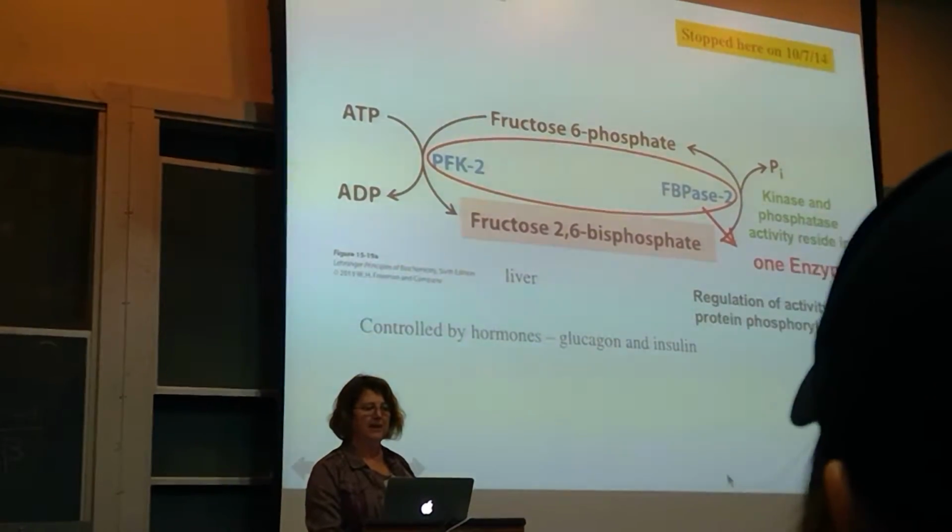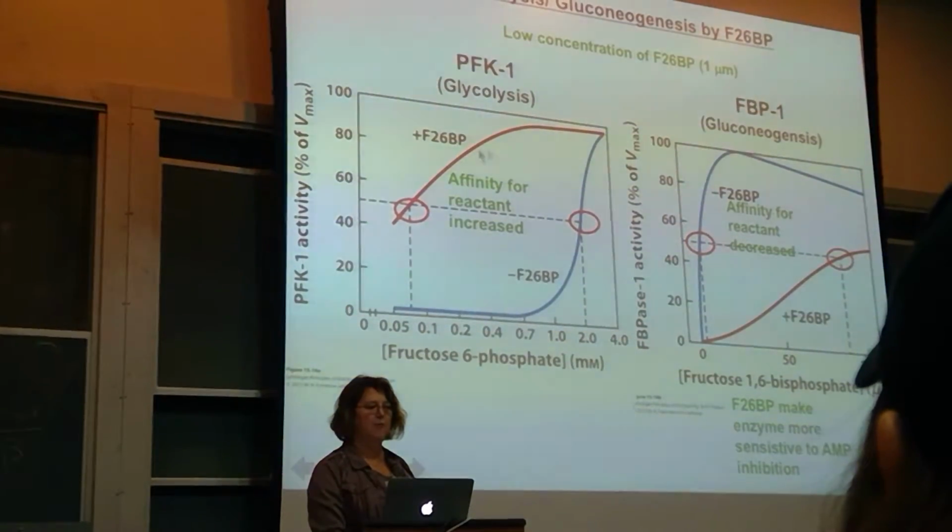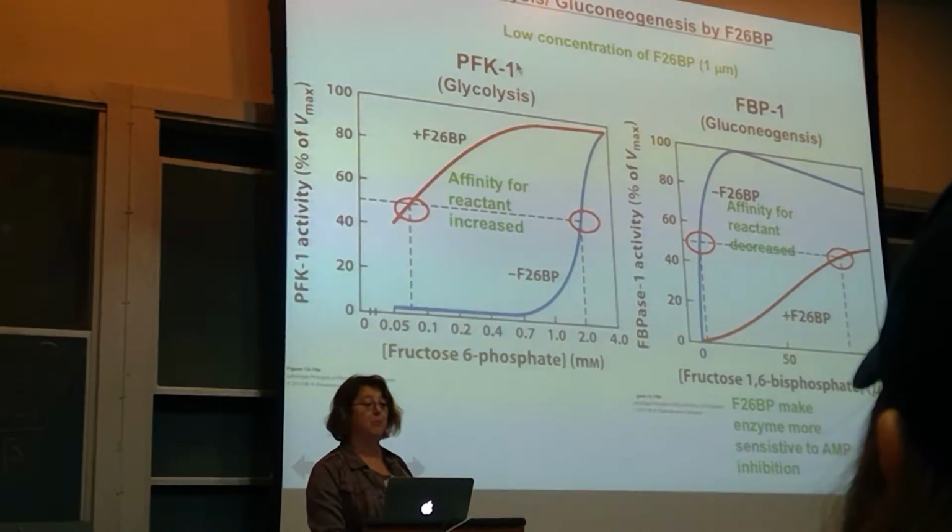So if you look back here, in this slide, you can see that if you have more F26BP, you're promoting glycolysis. And if you have less of it, you're actually promoting gluconeogenesis.